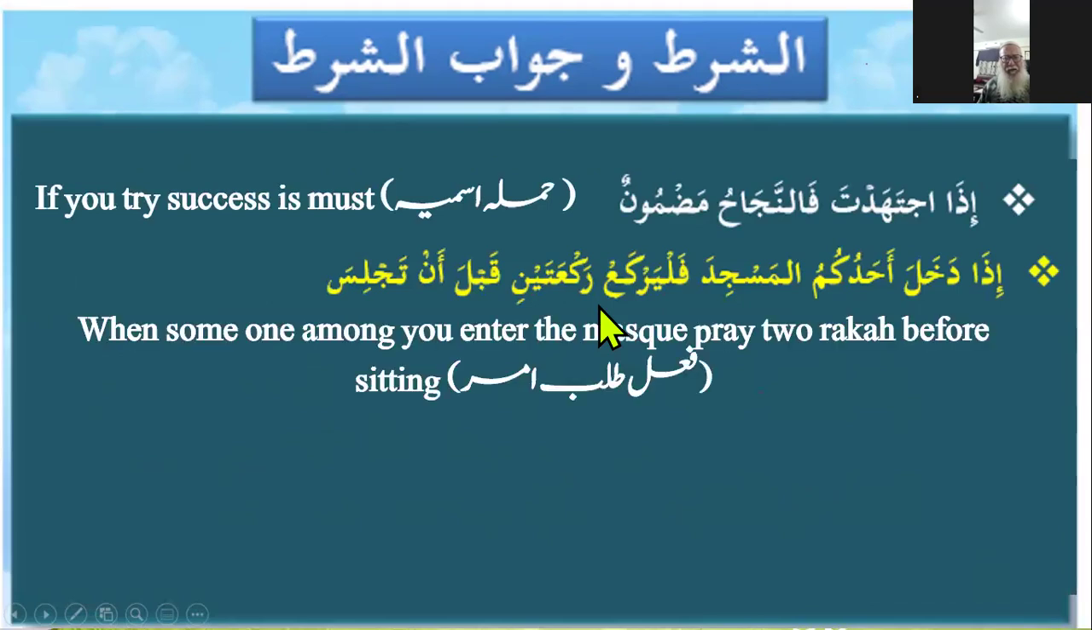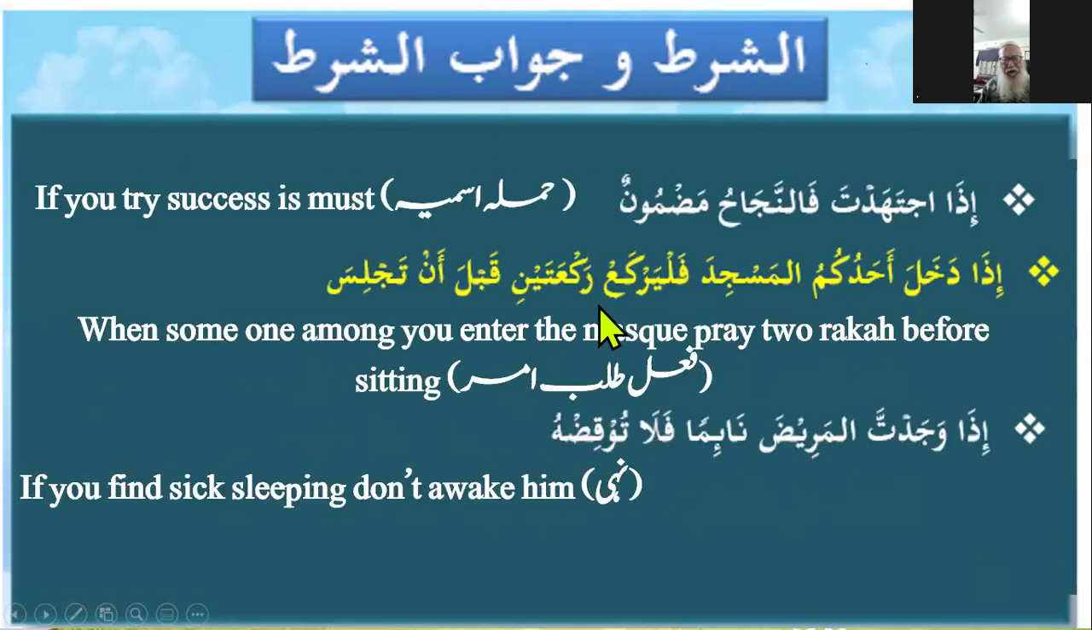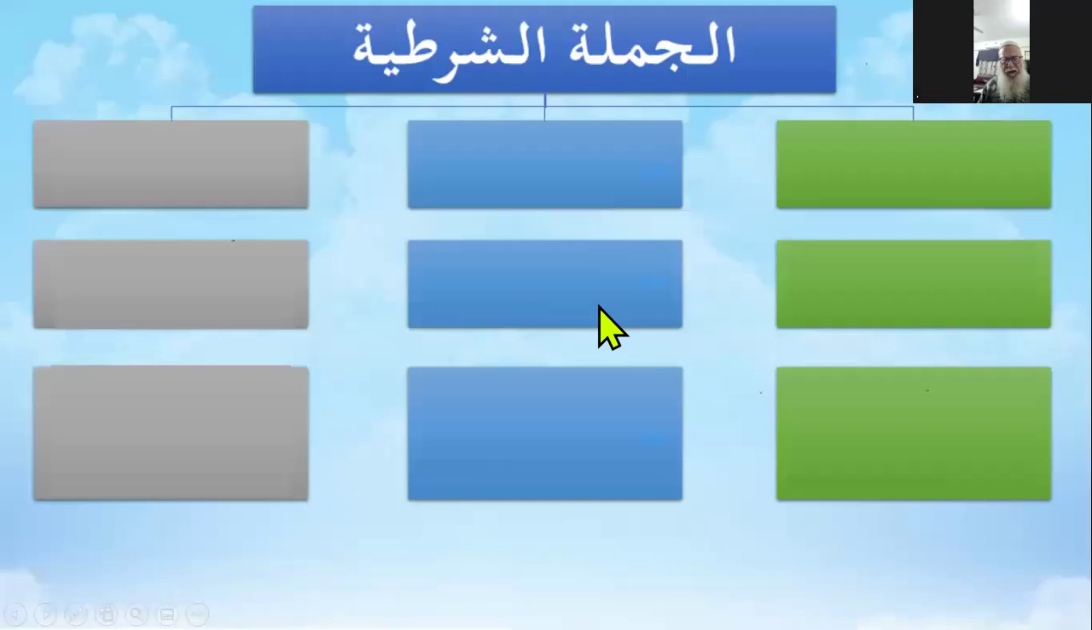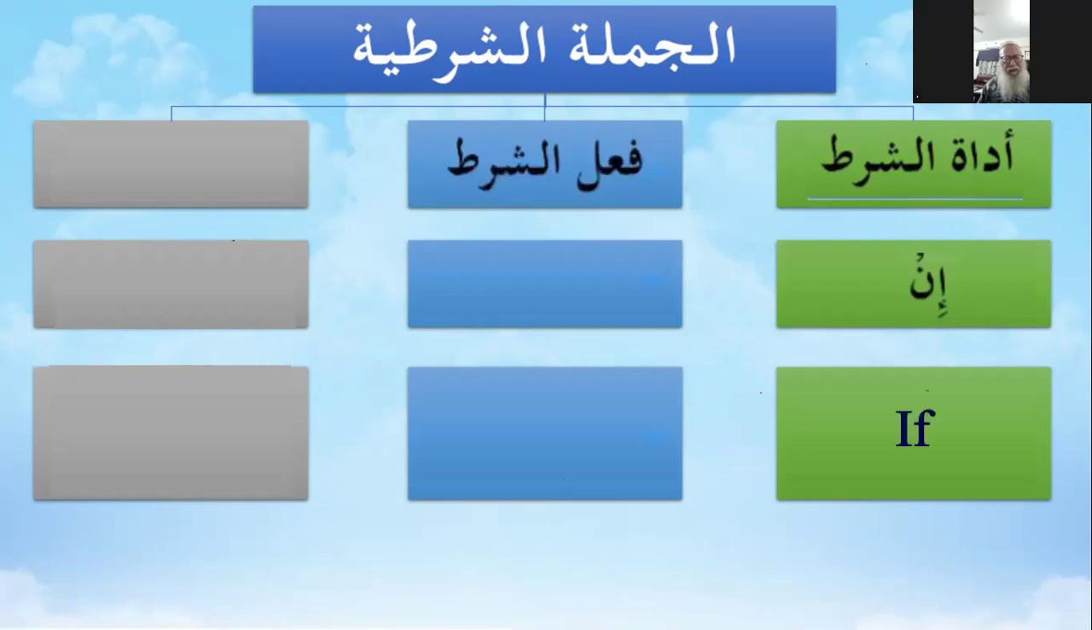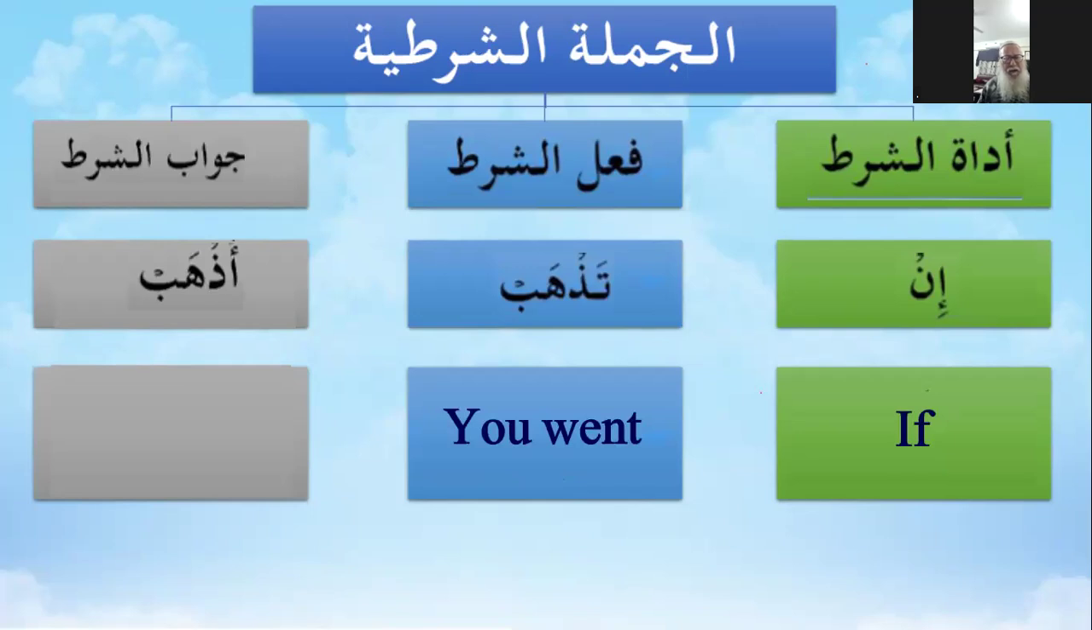And these were the examples: jumla ismiya, fi'l talab, amr or nahi, and istifham. Then we come to the jumla shart, the basic part: ada shart, that is a harf, fi'l shart, and the jawab shart, that is also a fi'l. Both shart and jawab shart get the effect of ada shart.